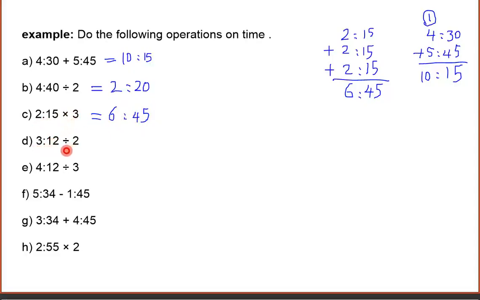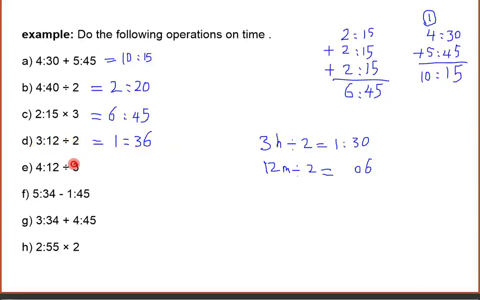Here we have a division by 2, but this time the hour is not divisible by 2. In fact, 3 hours divided by 2 will be 1 hour 30 minutes. And 12 minutes divided by 2 will be 6 minutes. So now I can add these together to say that it is 1 hour 36 minutes. 3 hours 12 minutes divided by 2 will be 1 hour 36 minutes.